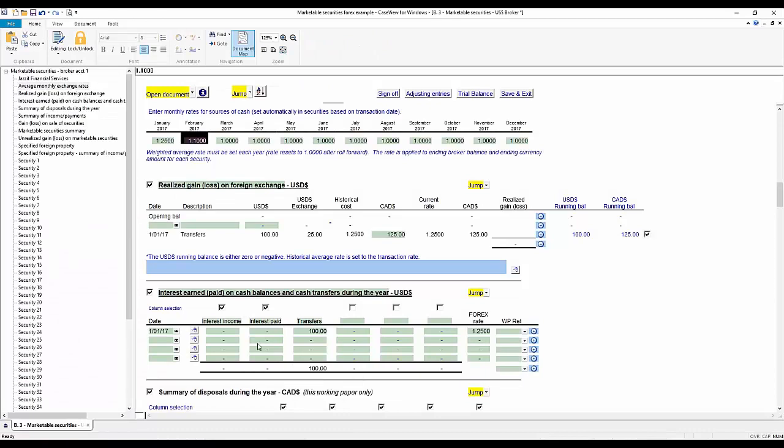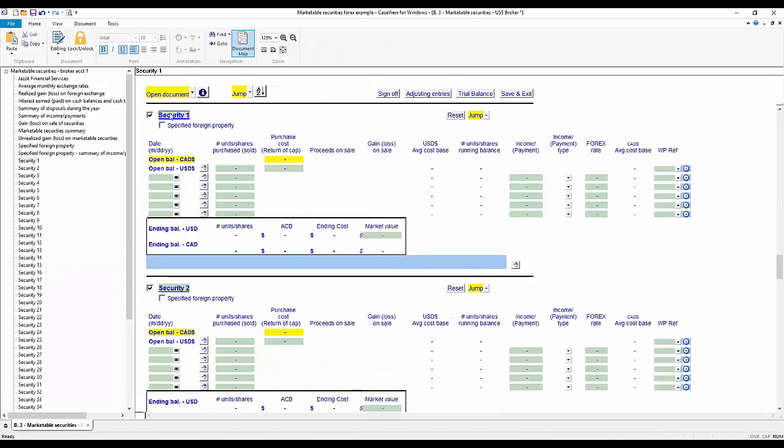If I go back to my working paper, I'm going to use Security 1 and name this Company A. I'm going to go to February 1st, and I purchased 100 shares at 100 US, and you'll see the rate of 1.1 automatically comes through.